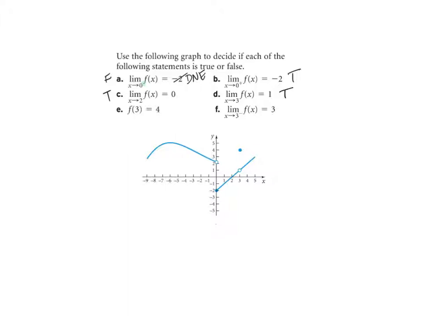Okay, letter E, f of 3 equals 4. This is asking me now, not what happens near 3, but what happens exactly at 3. And that's really highlighting the difference between a limit question and a function value question. A function value question is asking me what happens exactly at 3, whereas part D was what is the limit as x approaches 3, right? Notice the limit was 1, but if I plug in 3, is my height at 3 equal to 4? Do I have the point (3, 4) on the graph? That's really what it's asking.